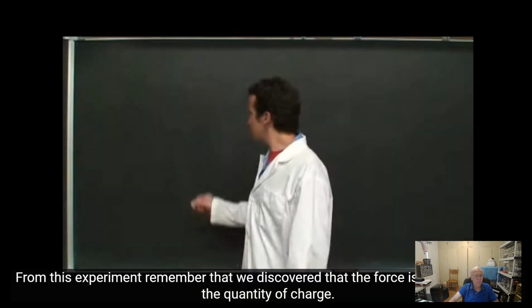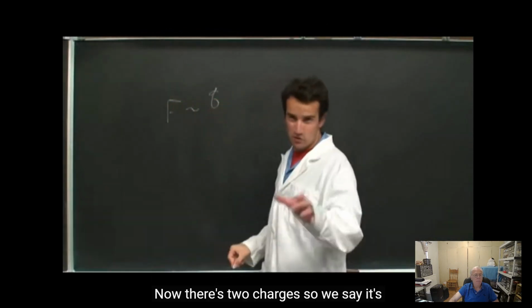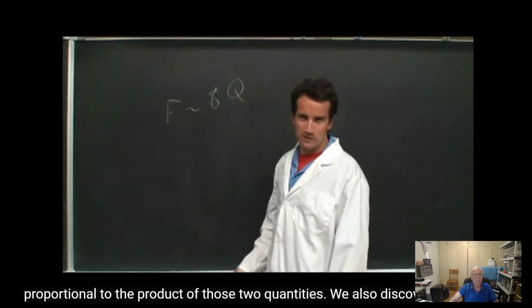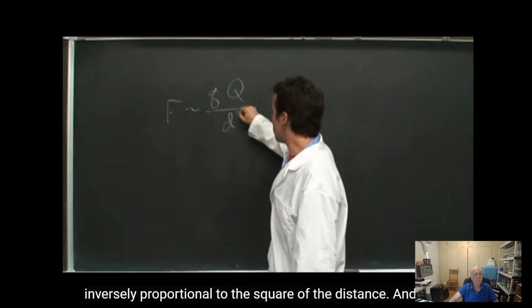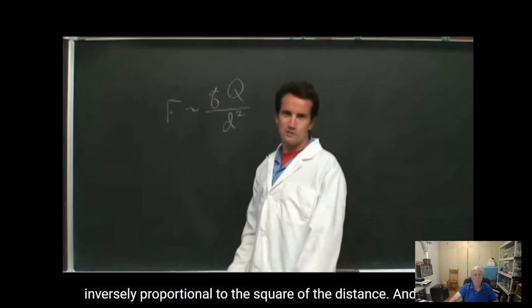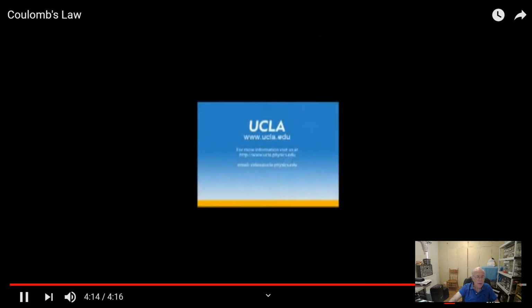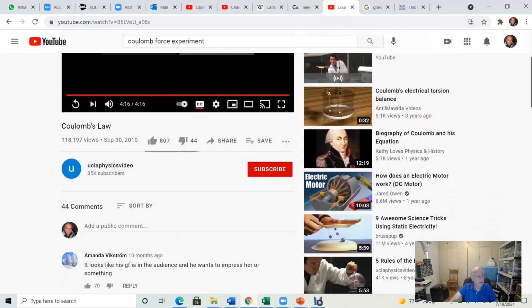From this experiment, we discovered that the force is proportional to the quantity of charge. Now there are 2 charges, so we say it's proportional to the product of those 2 quantities. We also discovered earlier that it was inversely proportional to the square of the distance, and that's Coulomb's law. Okay. So that's how we do an actual experiment.